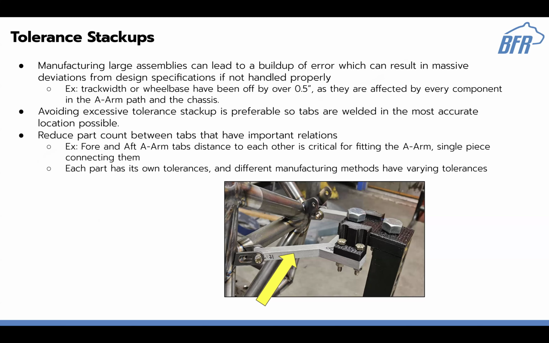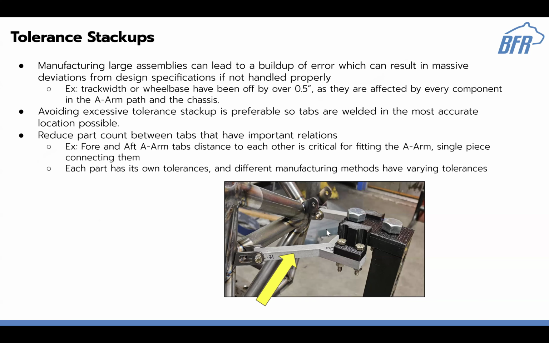But yeah, one way you can really reduce error stack up in your jigs themselves is reducing part count, right? So instead of having a complex assembly where a million different parts are bolted together on top of each other, I might get a lot more error, versus in this A-arm jig, I have one plate that spans between my two sets of tabs. The A-arm is a solid piece that needs to go into both of these tabs, so fitment's really an issue if these two sets of tabs are off from one another.